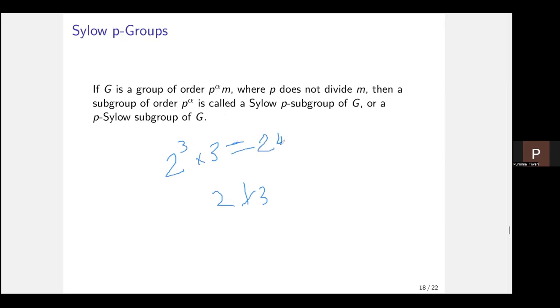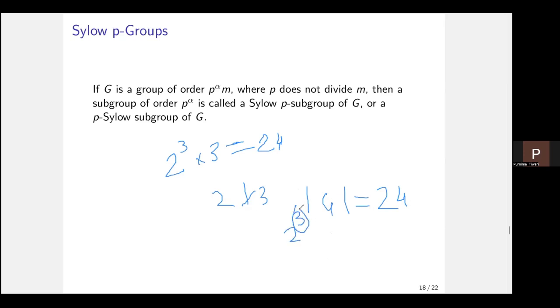So 2 to the power 3, 8, times 3 is essentially 24. Now for a group of order 24, we have a Sylow 2 subgroup, or a 2 Sylow subgroup, of G whose order will be 2 to the power 3.